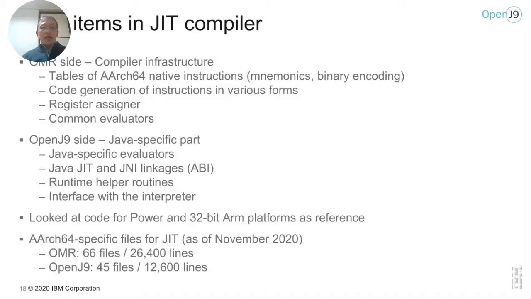The OpenJ9 side of the JIT compiler implements the Java specific part of the compiler that includes evaluators for such as allocating new objects in Java or checking types, check cast or instance of, that kind of evaluators. You also need many runtime routines. And you also need interface with the interpreter, the Java interpreter.